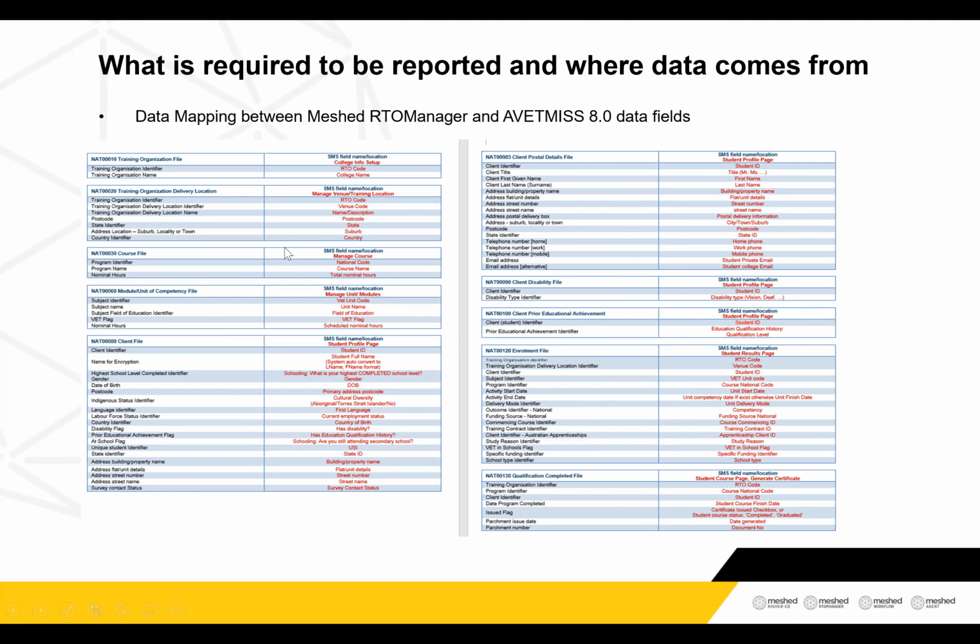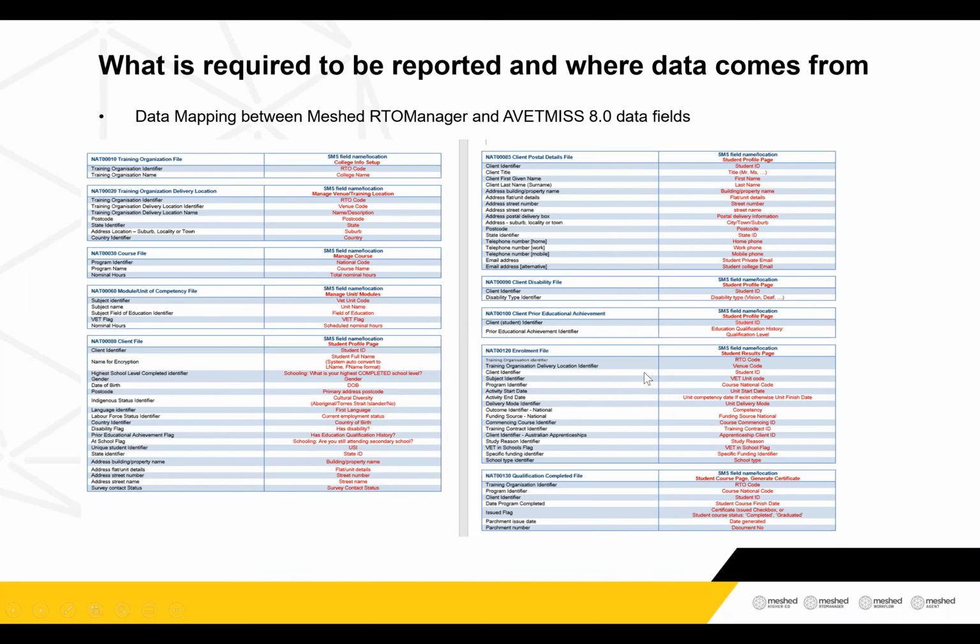So let's say if you are generating our NAT10 files, then we pull the data from your college info setup. For NAT20, we pick up the data from your training locations and venue. We are reporting your courses from course menu, then all your units will be reported from unit menu. Your student will be reported from student profile. So during application, we capture their mandatory AVETMISS related questions. So it has all the mapping and where the data comes from.